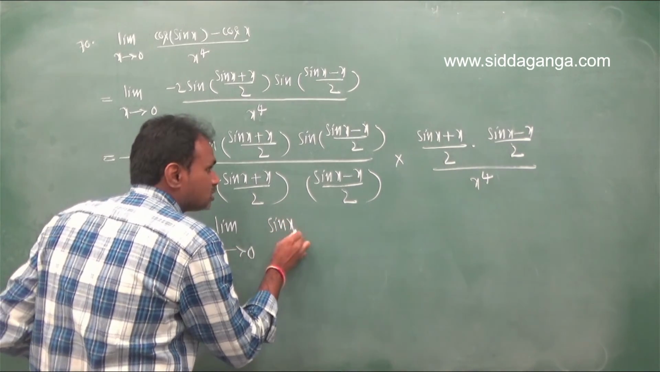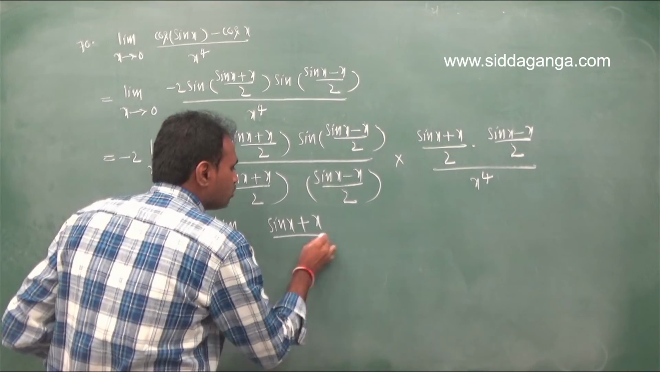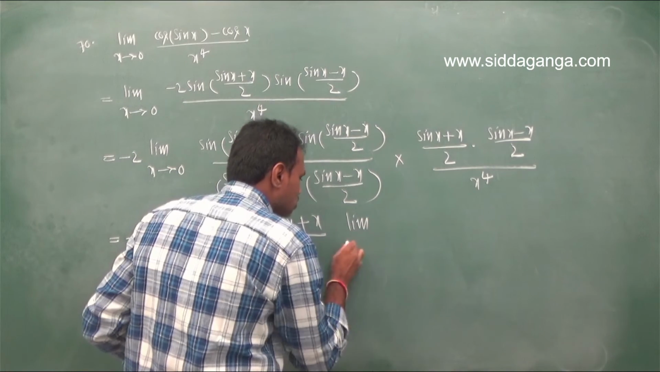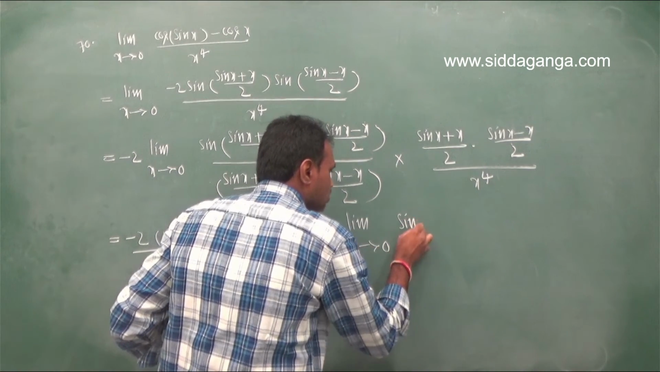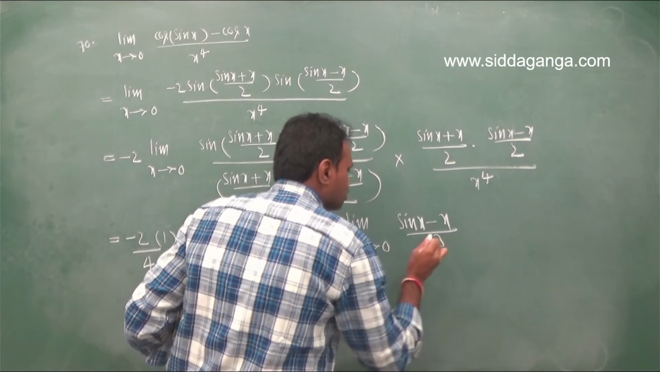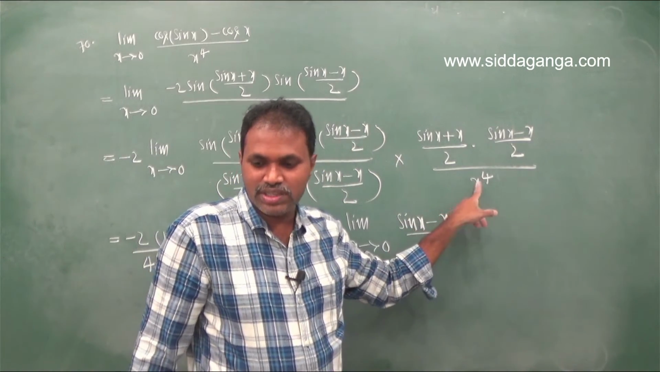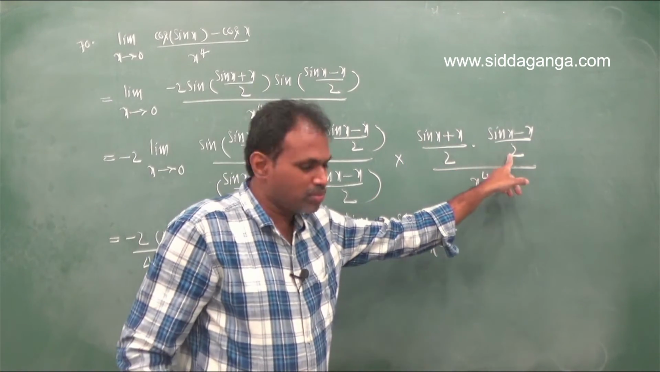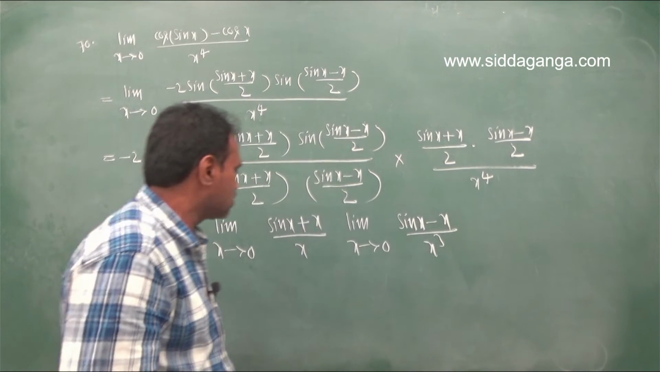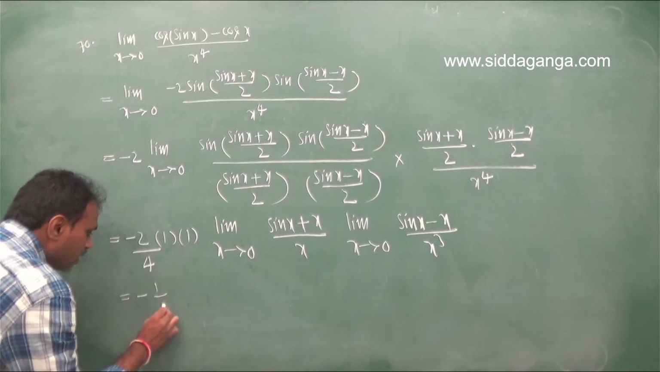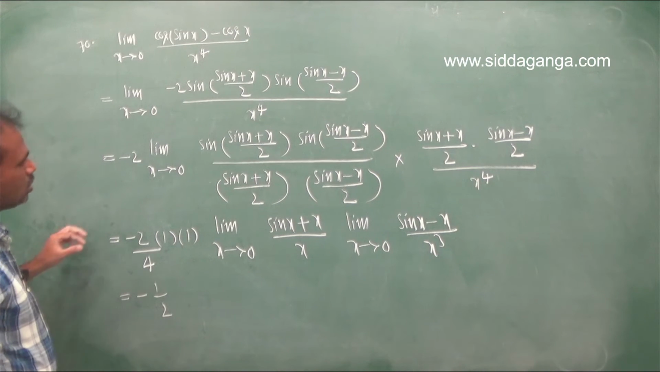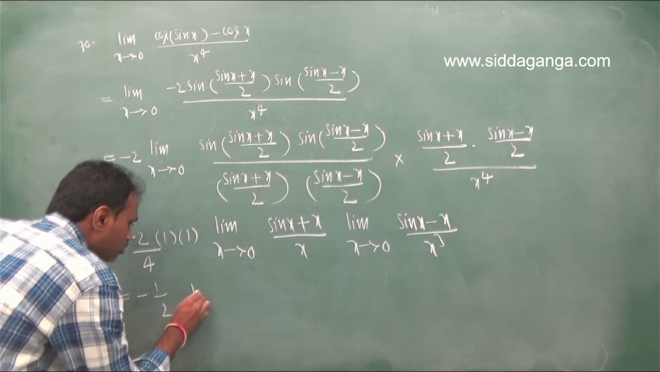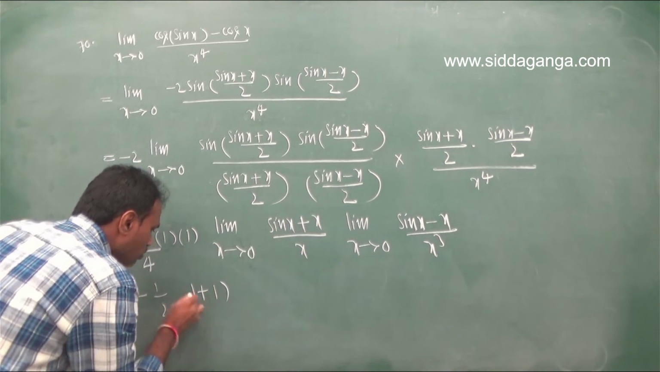Sin x by sin x plus x, by, here x power 4 is there, no? 1 x I am writing here and one more x, limit x tends to 0, sin x minus x divided by x cube. Here x power 4 is there, I am writing x into x cube. That 1 x I am writing with sin x plus x and one remaining x cube I am writing with sin x minus x. Therefore it is equal to minus 1 by 2, minus 1 by 2. Next, limit x tends to 0, sin x by x is 1 plus x by x is 1. Therefore 1 plus 1.